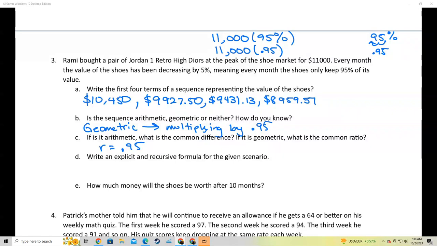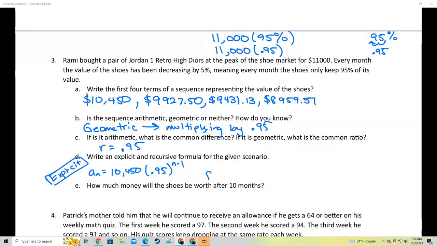Write the explicit and recursive formula. Since this is geometric, I'm going to use the formula we used on the last one. Remember, it's your A1 to get your nth term. You need your first term. My first term is $10,450. Please be careful. Do not use the $11,000 because that's your 0th term. That's how much it's worth right now. Right now, nothing has devalued. After one month, then it's going to go down to this amount. So your first term is 10,450. My common ratio is 0.95 to the n minus 1 power.